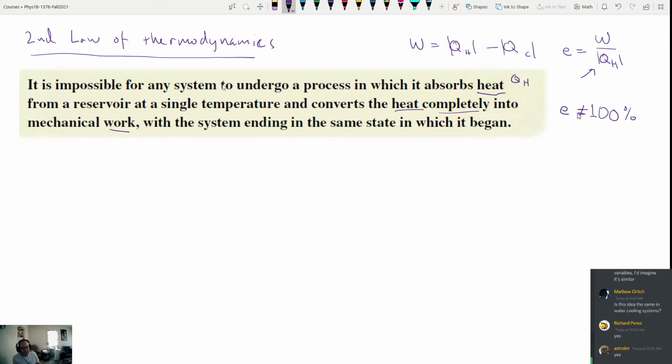So you could summarize it all by saying that the second law of thermodynamics states that it's impossible to construct a heat engine that's 100% efficient. You can never get 100% efficiency. That's what this is saying. Another way you can state this is to say that it is impossible to construct a perpetual motion machine.